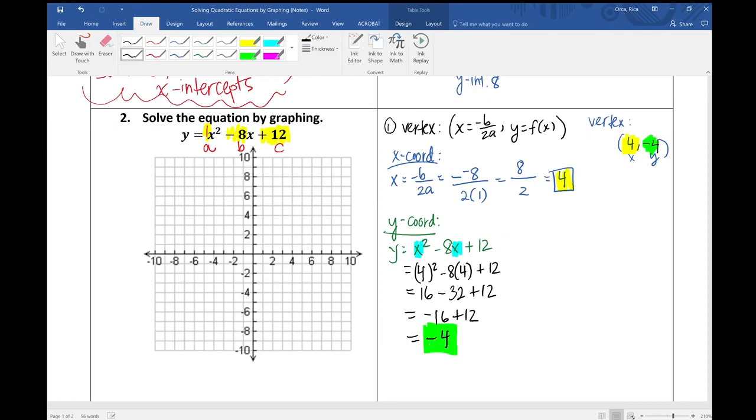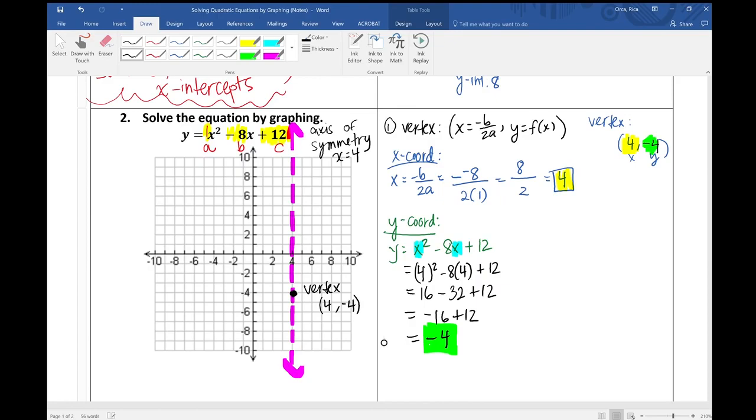Now let's plot our vertex. 4, negative 4. Now we're going to label our vertex 4, negative 4. And then draw our axis of symmetry. Our axis of symmetry is at x equals 4.